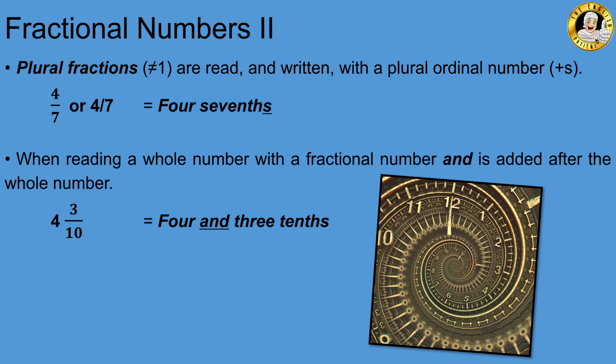Now, when reading a whole number with a fractional number, "and" is added after the whole number. This is to distinguish the numbers. So this would be read as 4 and 3/10. Otherwise, it would be 4 3/10, and it would cause confusion. That's why we add "and" in British and American English. So, 4 and 3/10, because it's a plural fraction.